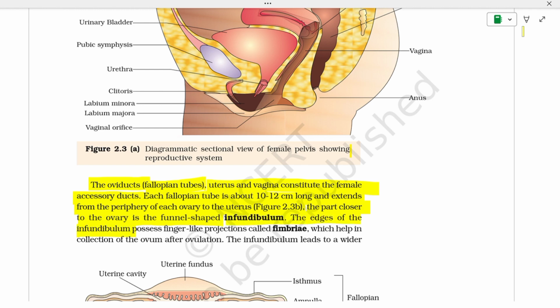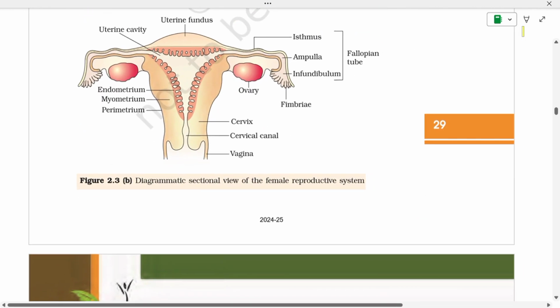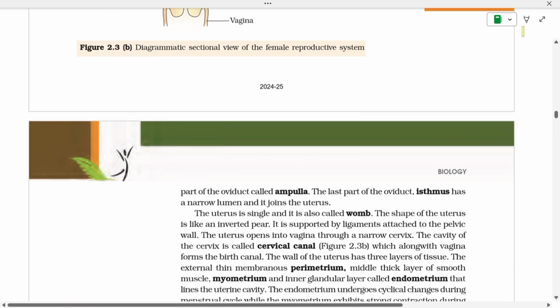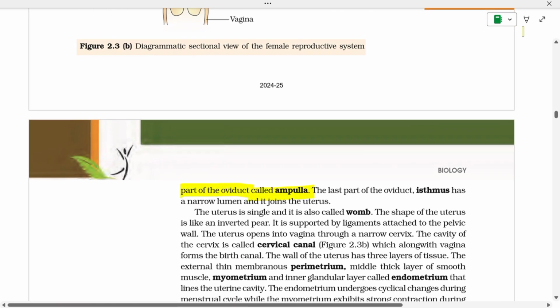The edges of the infundibulum possess finger-like projections called fimbriae, which help in collection of ovum after ovulation. The infundibulum leads to a wider part of the oviduct called ampulla.